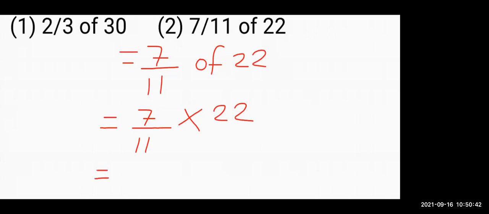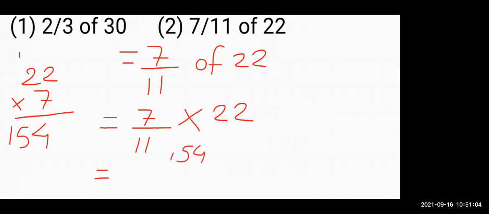Now in front of 7 what is there? 22. So 7 should multiply by 22. Now 22 multiplied by 7: 7 2s are 14, 7 2s are 14 plus 1 is 15. What answer did we get? If we multiply 22 by 7, we get 154. Now downward is what? 11. In front of 11 there is nothing. It will be written as it is. So 154 should be divided by 11.